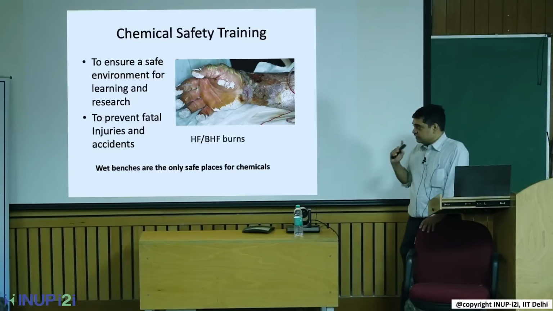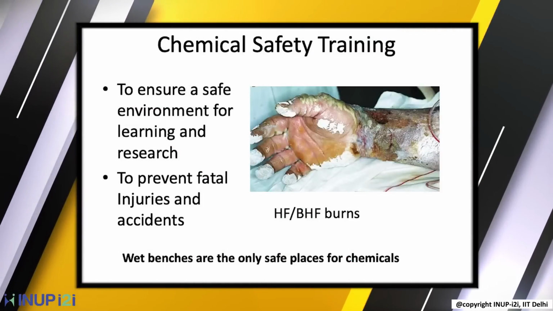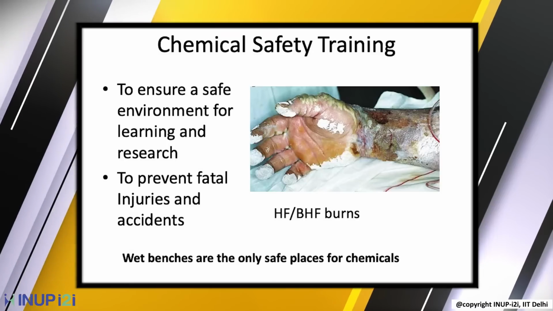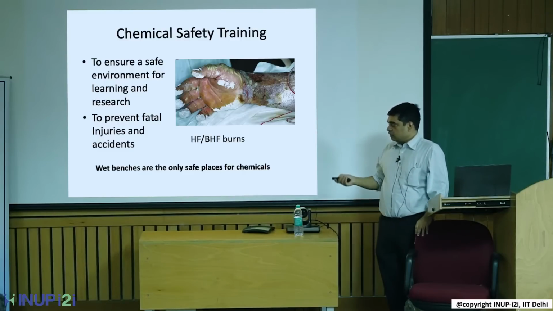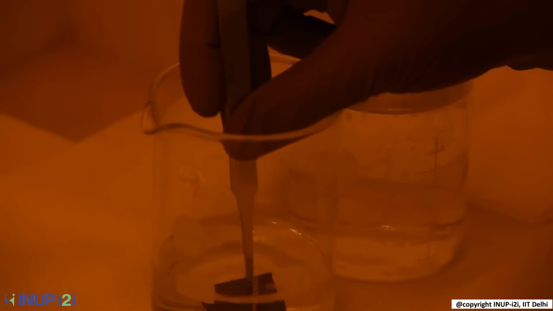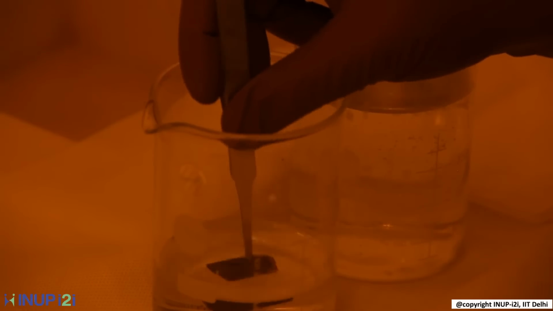So first rule is wet bench is the only safe place for chemicals, right? Chemists can do things in a test tube, but we don't. We don't do it in open air like that. All chemistry has to be done inside a wet bench, so that you are not exposed to those vapor fumes, right? So that's the first rule.